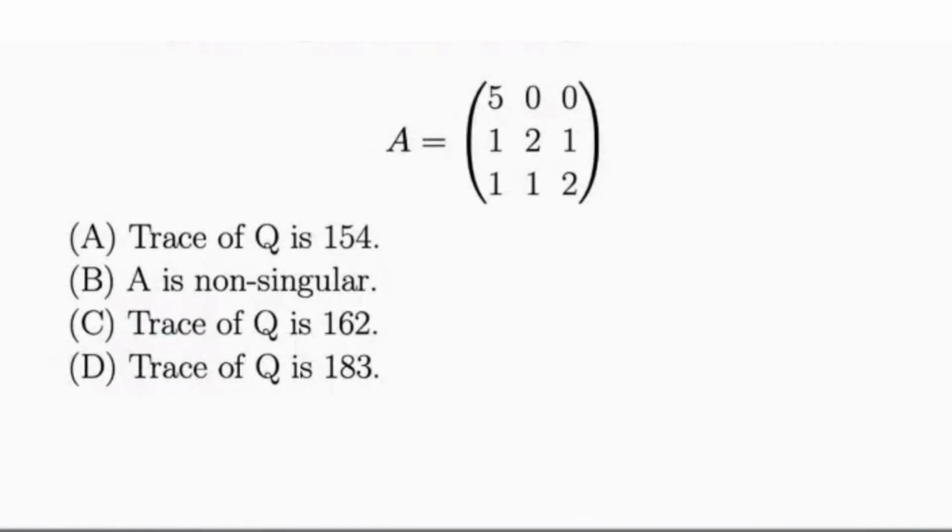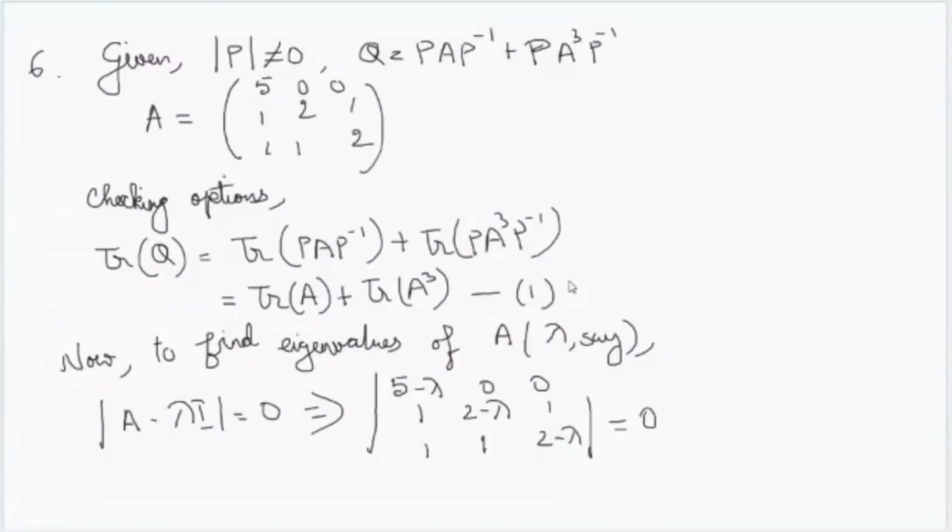In question number 6, we are given that P is any non-singular matrix, and we are given Q, which is P inverse plus PAQ P inverse, and we are given a structure of A. We are actually given the elements of A. And now we have to check the options. We can see that one option asks about the non-singularity of A, so we have to compute the determinant of A for checking option B, and for the other options we need to find the trace of Q. So first we go for the trace of Q option. We could have gone the other way around, but it's the same thing anyway.